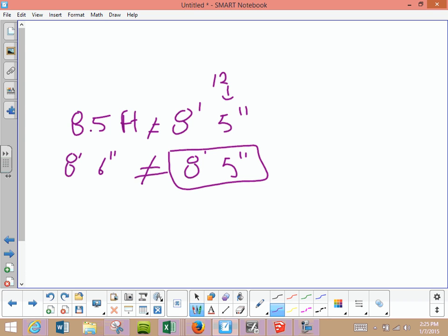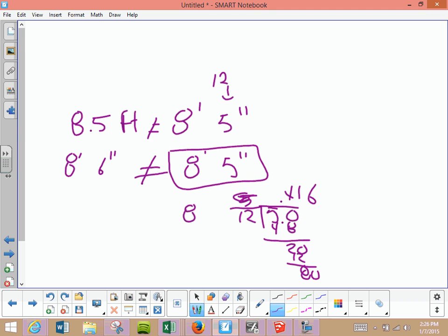So basically, you get 8 feet. We don't touch that one, right? It's already a whole number. However, this one right here, what do we do? 5/12, and that goes 4 times. That's 48. 20, that'd be 1, and then 12, that'd be 8, 0, that's about 6. I'll stop right there. But it's approximately 8.416, which is not the same thing as 8.5, right?